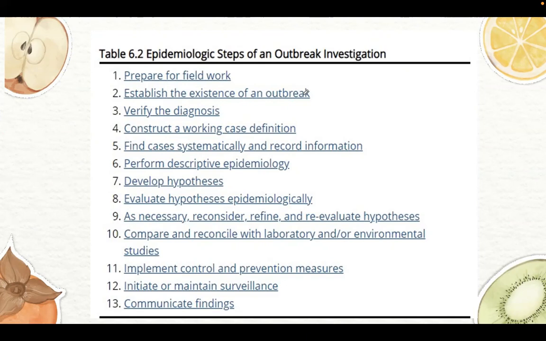Next is to establish the existence of an outbreak, verify the diagnosis, construct a working case definition, find cases systematically and record information, perform descriptive epidemiology, develop a hypothesis, evaluate hypothesis epidemiologically. Number 9, as necessary, reconsider, refine, and reevaluate the hypothesis. Number 10, compare and reconcile with laboratory and or environmental studies. Number 11, implement control and prevention measures. Number 12, initiate or maintain surveillance. And number 13, communicate findings.